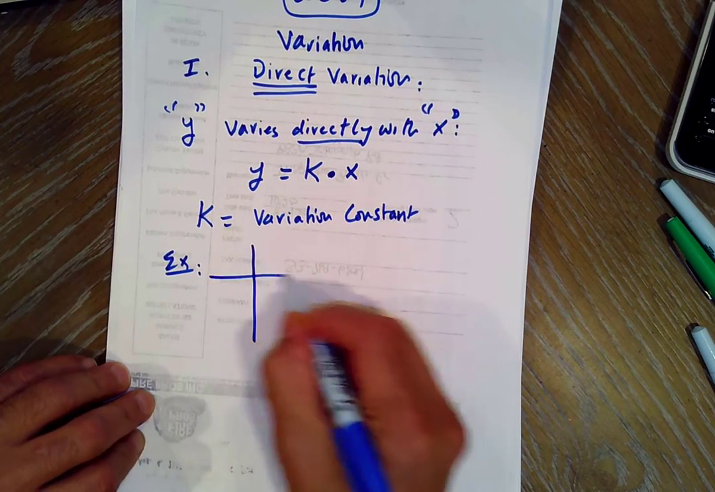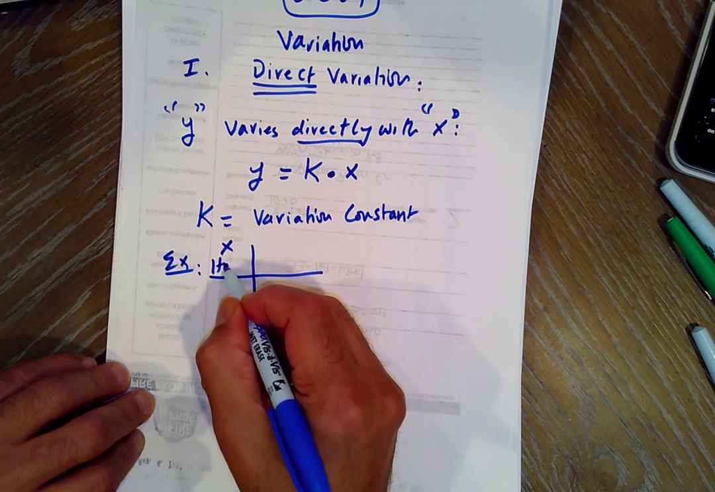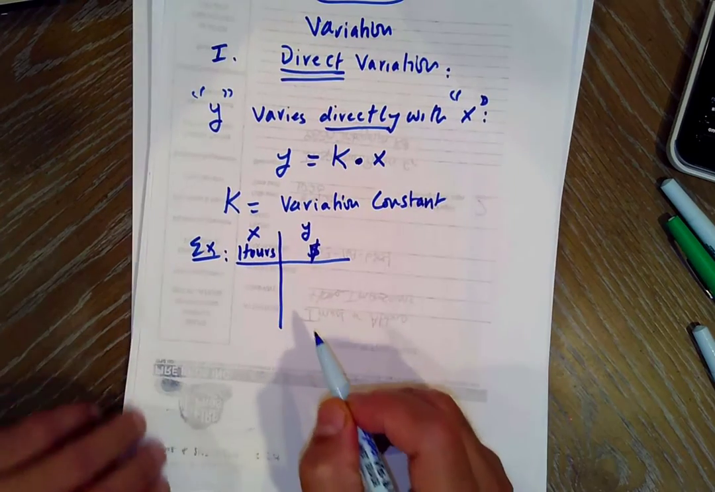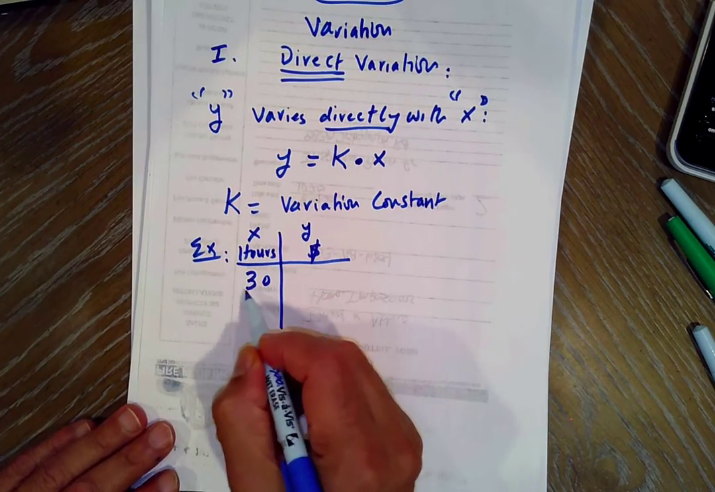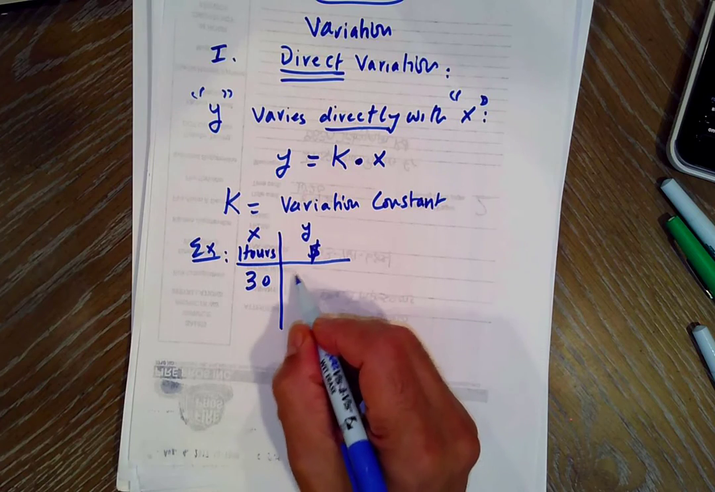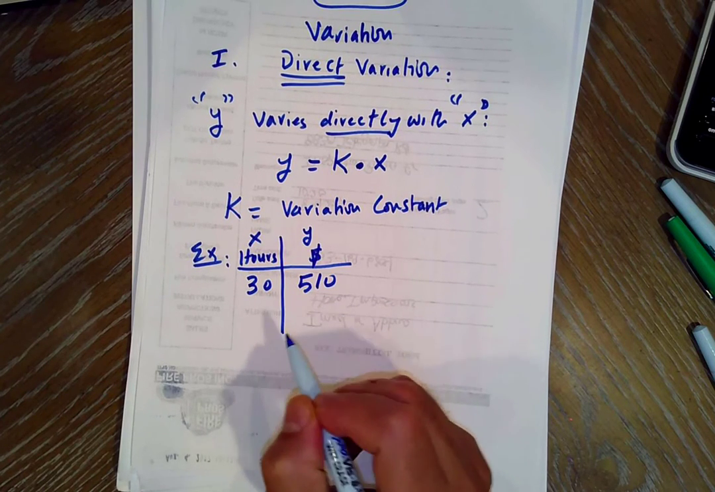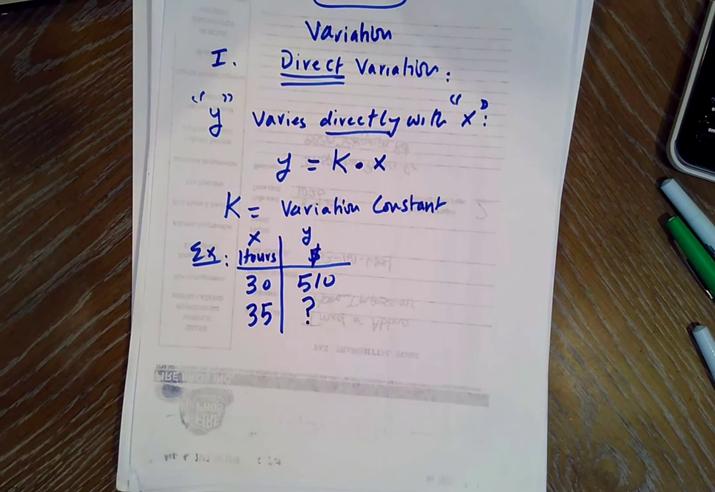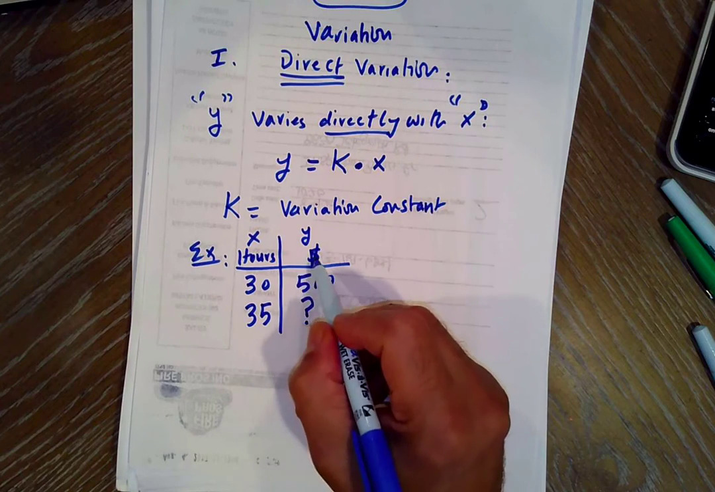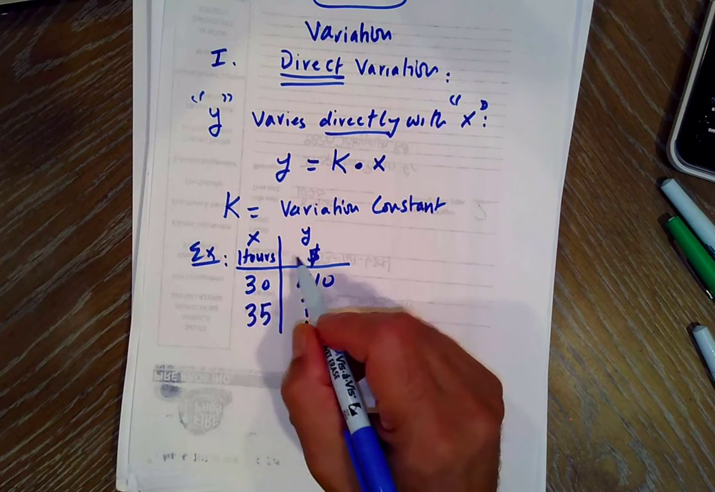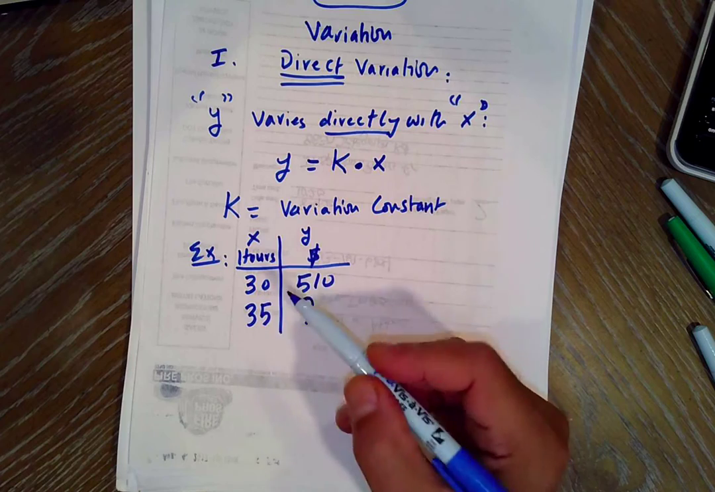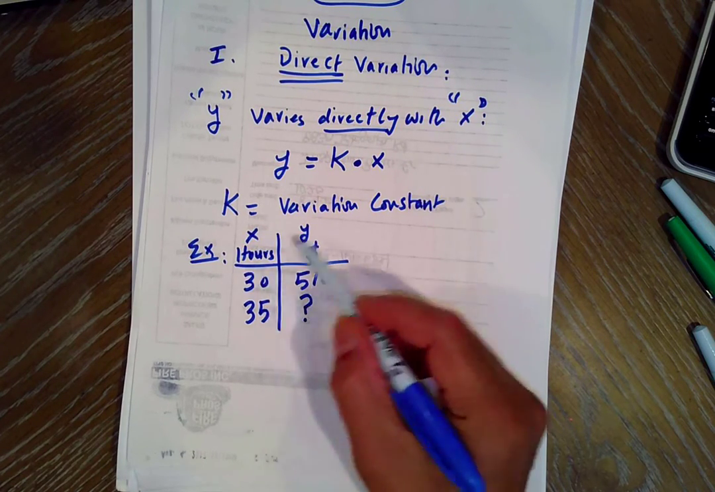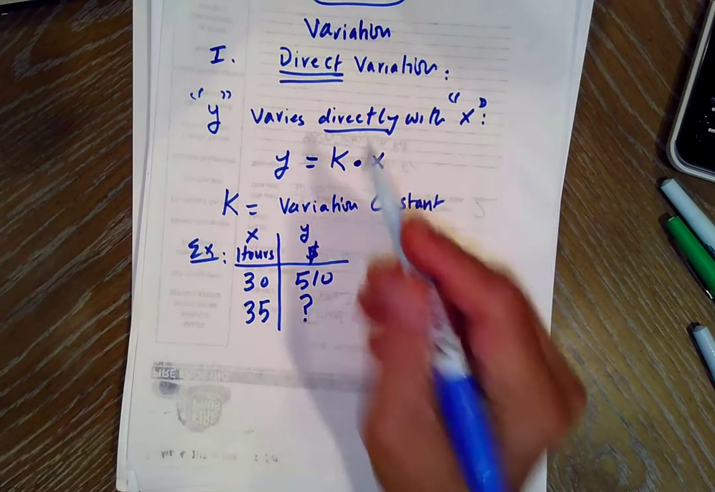So if I give you this table, x is the hours you worked in a week, and y is your dollars before taxes and all that stuff. If you worked 30 hours for a specific week and you made $510 before taxes, and you want to work 35 hours next week, how much are you going to make? So we say dollars varies directly as hours. Why is that? Because the more hours you work, the more dollars you make. More hours, more dollars. That's why it's direct variation.